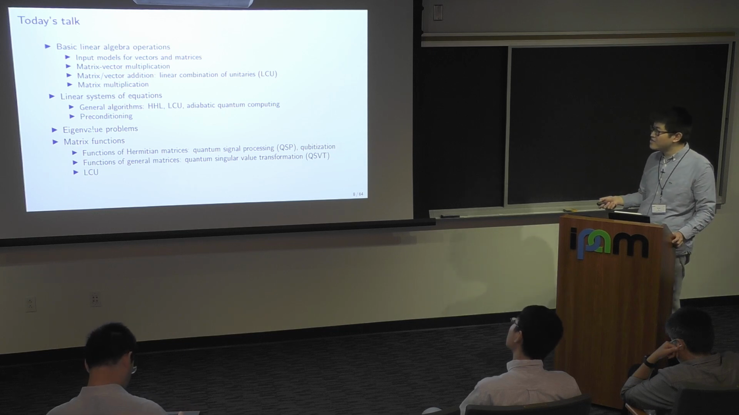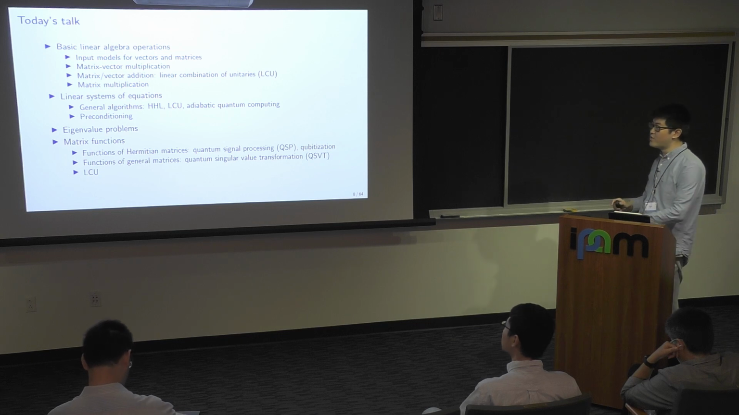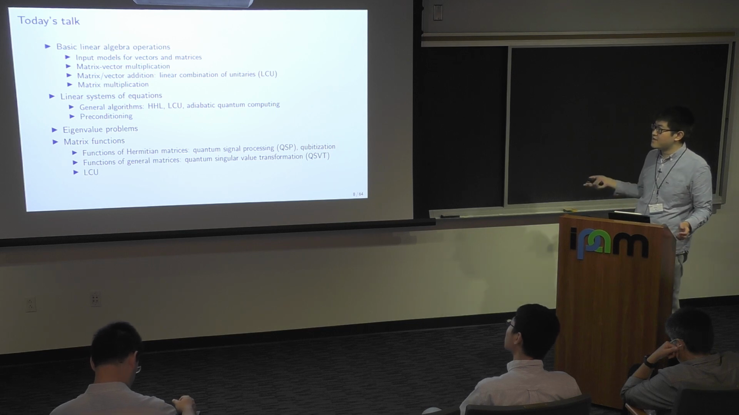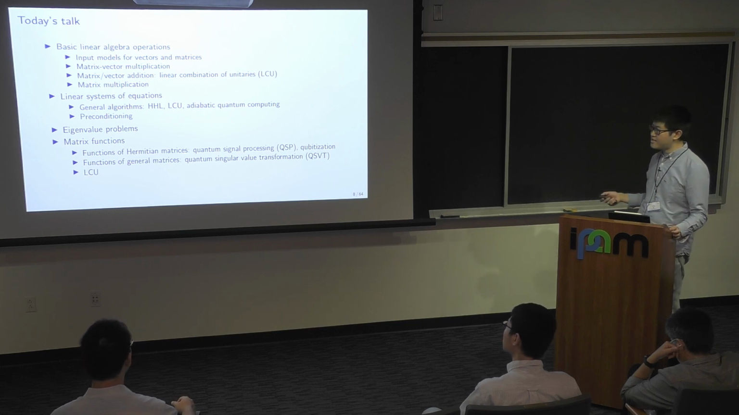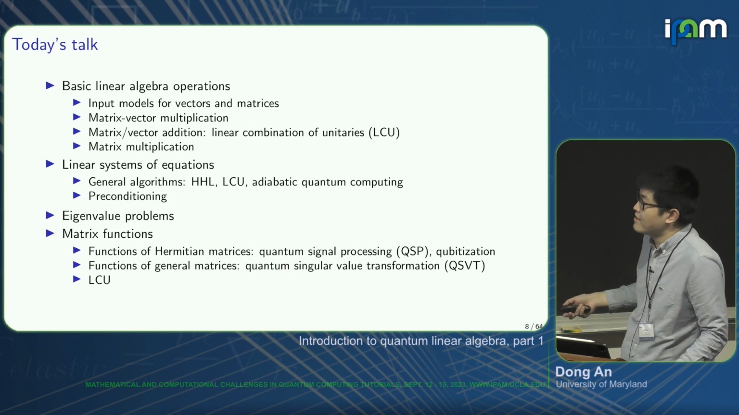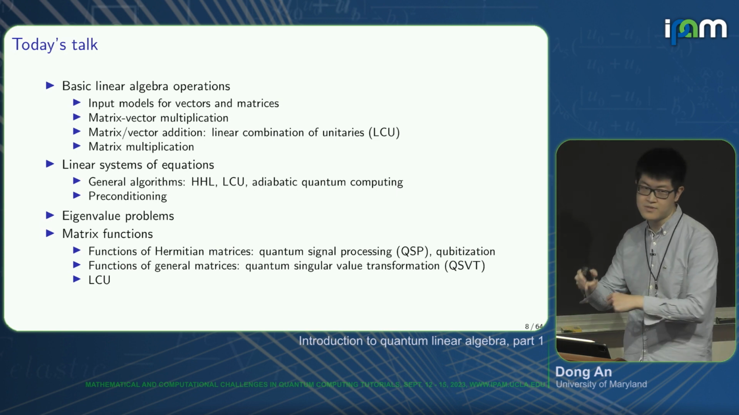And last, I will just cover some general matrix functions. So it's basically like we are implementing some transformation of a matrix. We will discuss the function in terms of the Hermitian matrices. The tools are the so-called quantum signal processing and qubitization. We will also discuss the transformation for general matrices. And then, of course, we will go back to the linear combination of unitaries to see their relations.